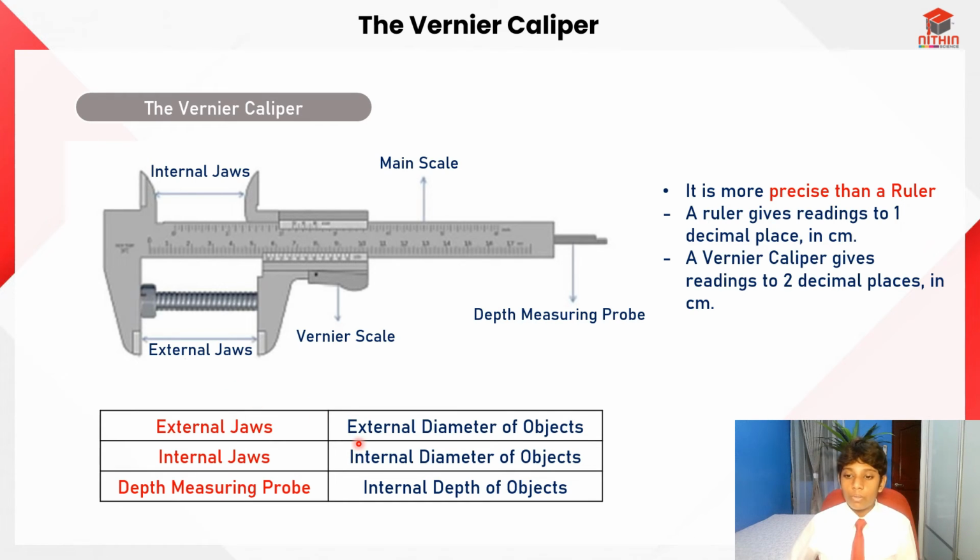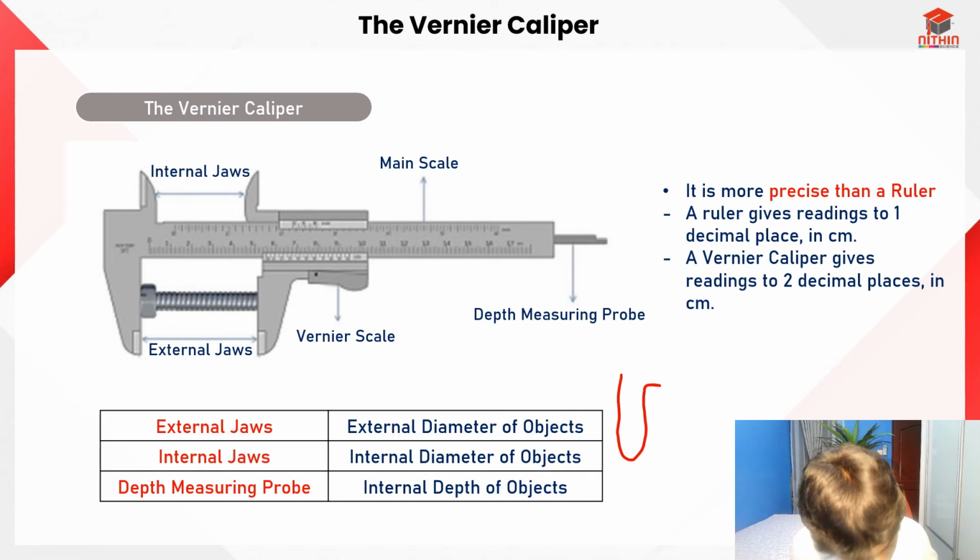So external jaws. What are the external jaws used for? They are used for finding the external diameter of objects. As you can see over here, they are measuring the external diameter of the screw. You can measure the external diameter of a beaker, a test tube, a boiling tube, a measuring cylinder, and many more. The internal jaws are used for the internal diameter of objects, like a test tube, boiling tube, measuring cylinder, and many more. The depth measuring probe is used to measure the internal depth of a test tube, boiling tube, or any other thing that you can measure.